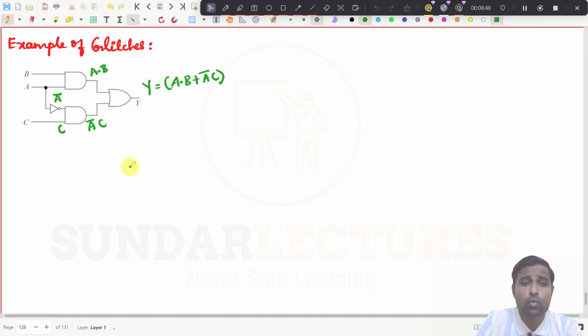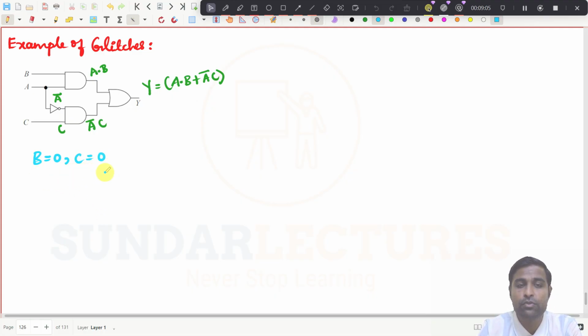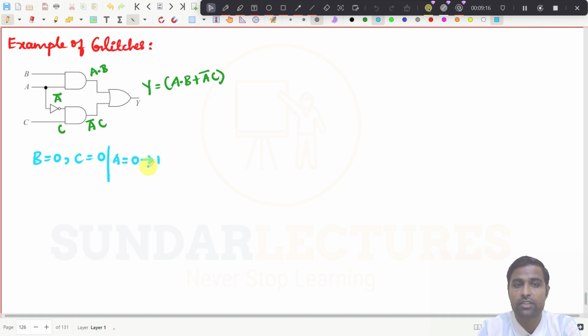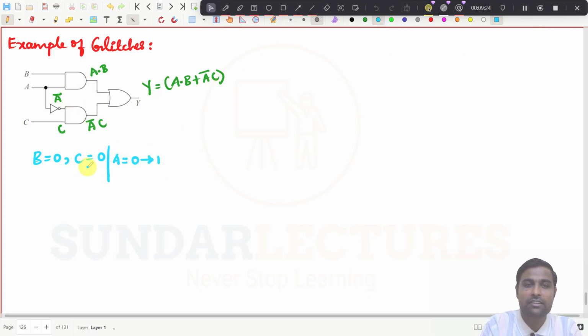So when does a glitch happen here? For example, let us assume B to be 0 constantly and C to be also 0, and we are not going to change these two inputs. Now what we will do is try to change A from 0 to 1. That is what we are going to see in this particular logic circuit, right? This is one case, but first we will consider another case.